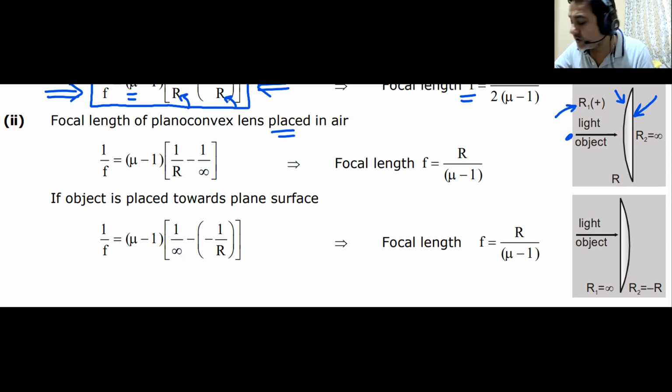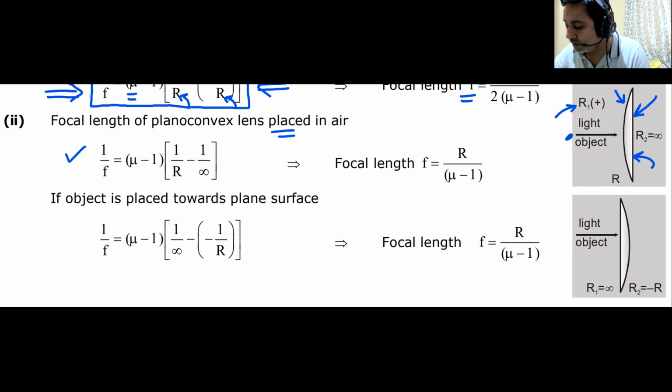This radius of curvature is R, which is taken as positive. The other radius of curvature is for a plane lens, and this radius of curvature is infinite. Do we understand this? One side is convex, radius of curvature is plus R. The other side is plane, the radius of curvature is infinite. Do we understand this? Yes, sir.